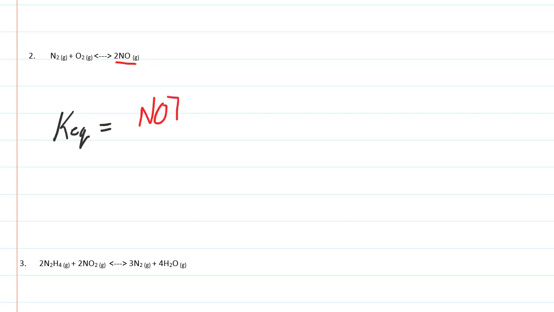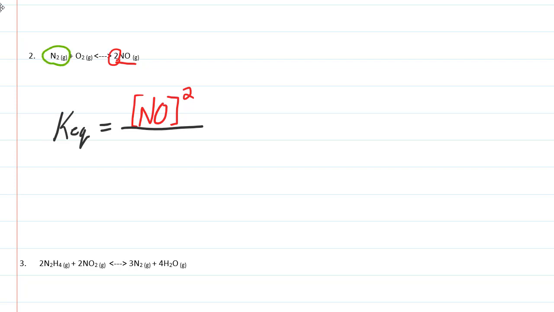So we're going to put NO in square brackets to represent the concentration, and it is raised to the power of 2 because its coefficient is 2. We're then going to divide it. Okay, so we put our ratio symbol in, and we're going to divide it by the reactants.